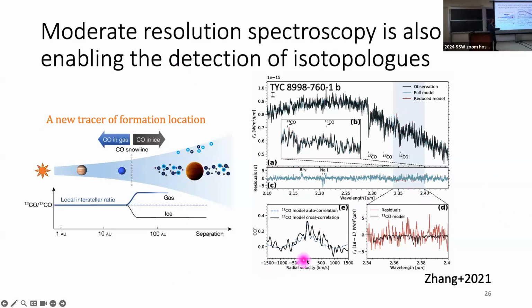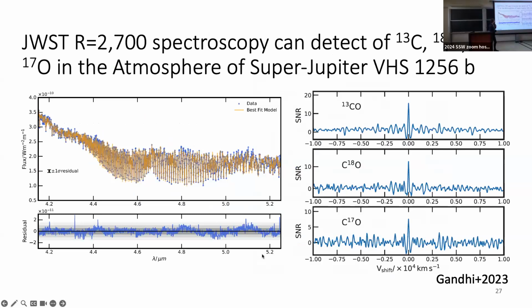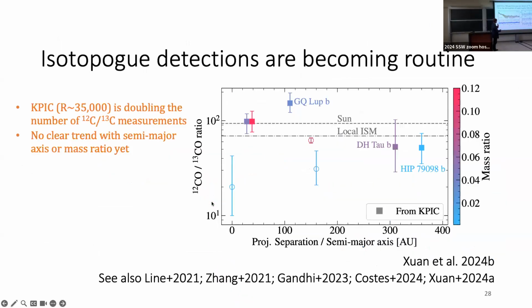Again, I'll refer you to Yapeng's paper if you want to dive into the science cases here. And those detections are becoming a lot more common. For example, there was a recent paper using JWST spectra of VHS 1256b, and you can see a very clear detection of isotopologues using a moderate resolution spectrum, resolution 2700 here. So three different isotopologues, pretty amazing.